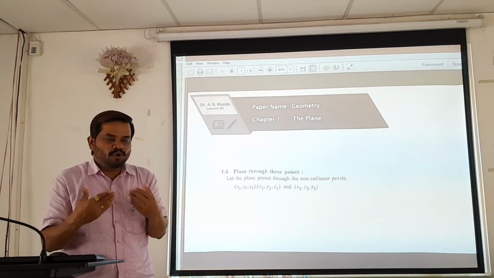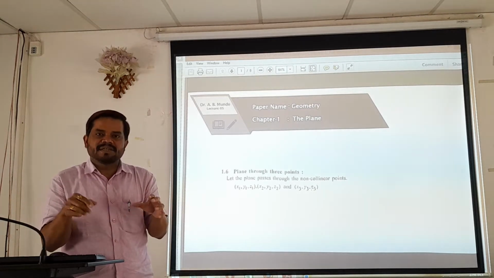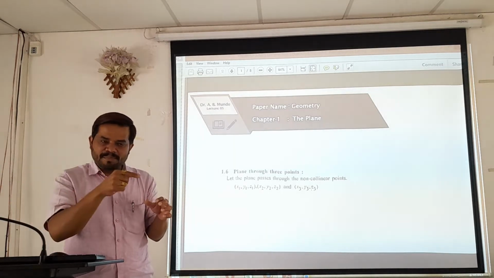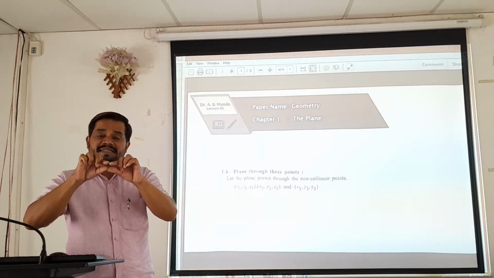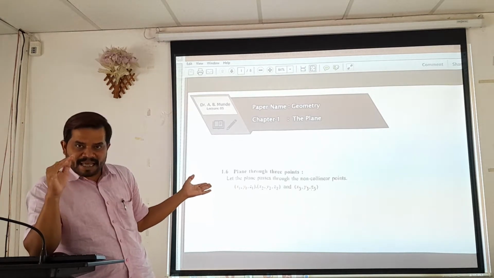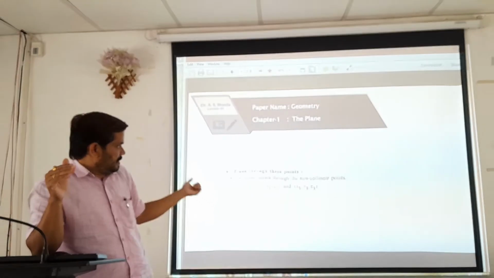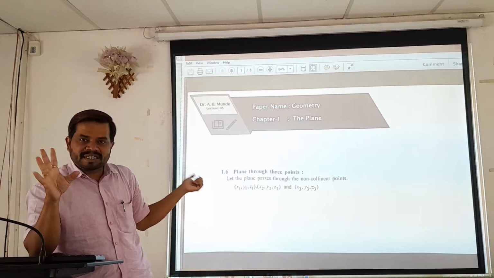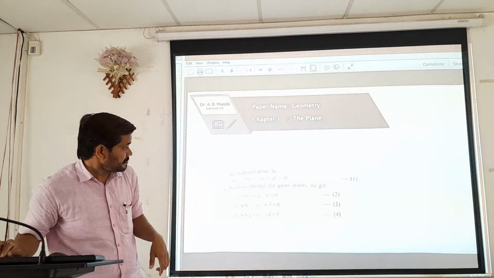And what is meant by collinear? Collinear points means a line passes through these 3 points. It means that these 3 points are collinear. But here we can assume, we consider these 3 points to be non-collinear.